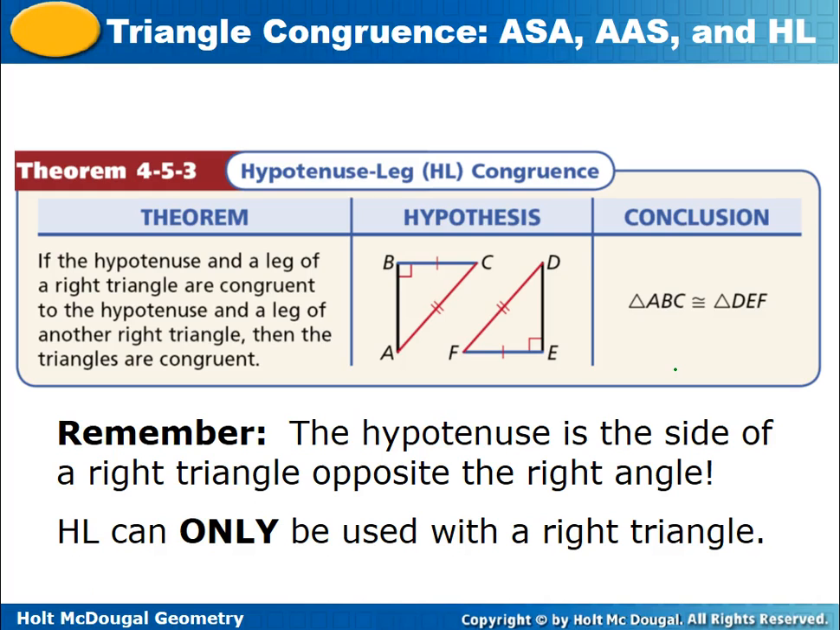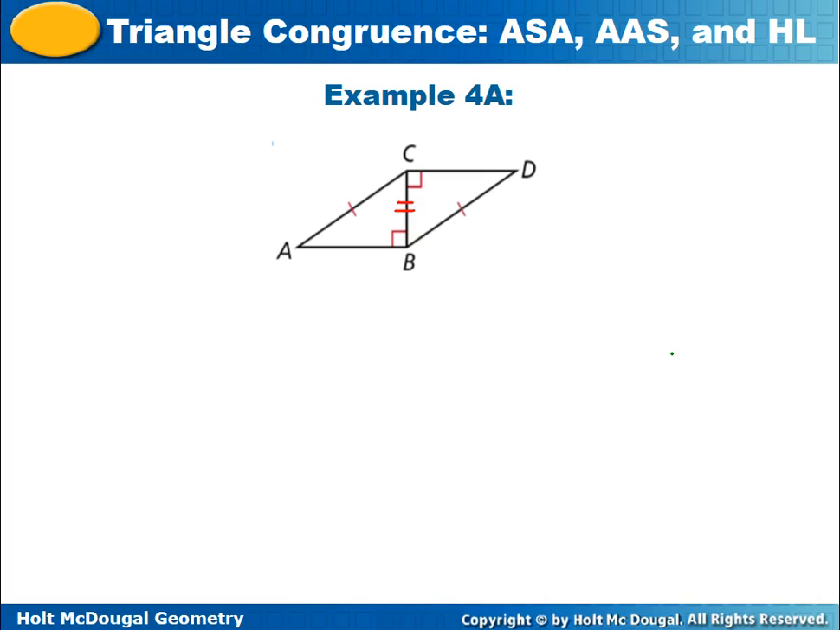And we talked about hypotenuse earlier. Remember, first of all, we only have a hypotenuse in a right triangle. So our hypotenuse is here, opposite the right angle, and our leg could be either one of those other sides, okay? So HL can only be used with a right triangle, okay? So here in this drawing, first thing we're going to say is ABC and DCB are right triangles, right? Can you all see that? Both of these are right triangles. They have right angles in them.